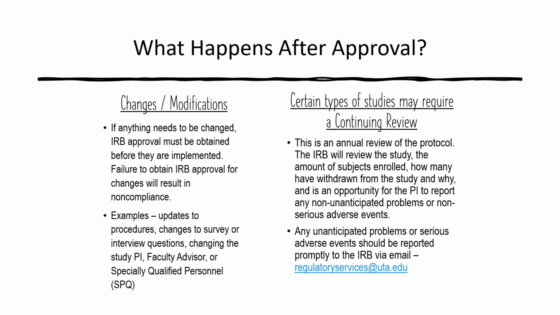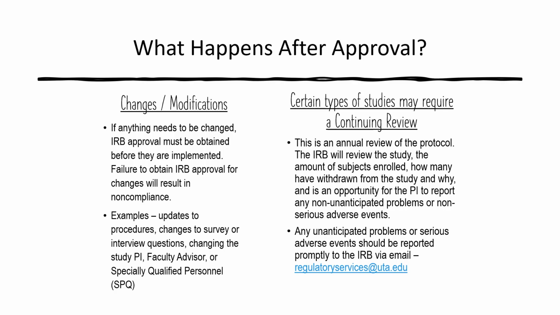Lastly, your study may require an annual continuing review. If your study requires this, you will see a protocol expiration date on your study in Mentis, and your approval letter will inform you of this requirement. Our office also reaches out with a reminder to researchers that have studies with this requirement, and if required, the IRB will need to review the amount of subjects that have been enrolled in the study so far, how many have withdrawn and why, and whether any unanticipated problems or non-serious adverse events have occurred.